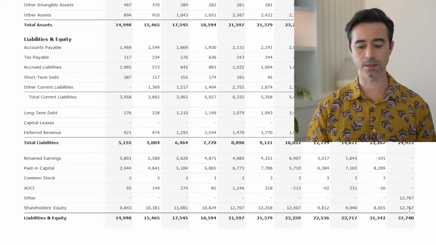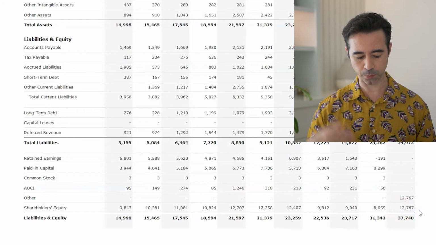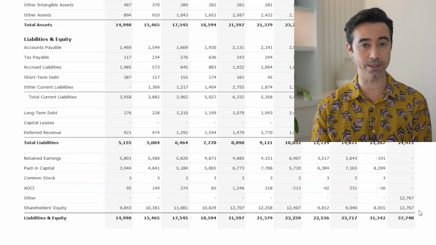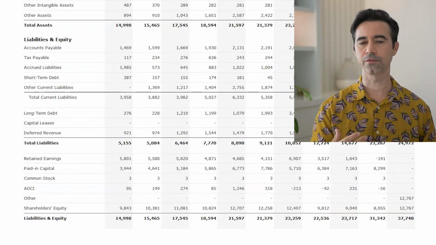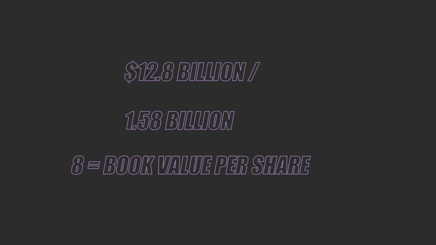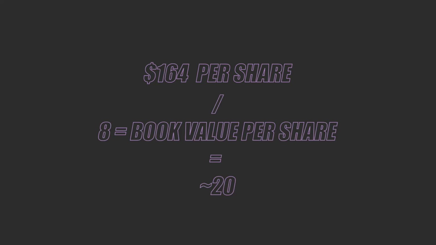So we're going to go ahead and divide this net worth, book value, shareholders' equity by the shares outstanding. And so around 12.8 billion in shareholders' equity or book value divided by the number of shares, which is 1.58 billion, is going to give you a book value per share of 8. Then you divide Nike's share price by the book value per share, and you're going to get a price to book value of around 20.